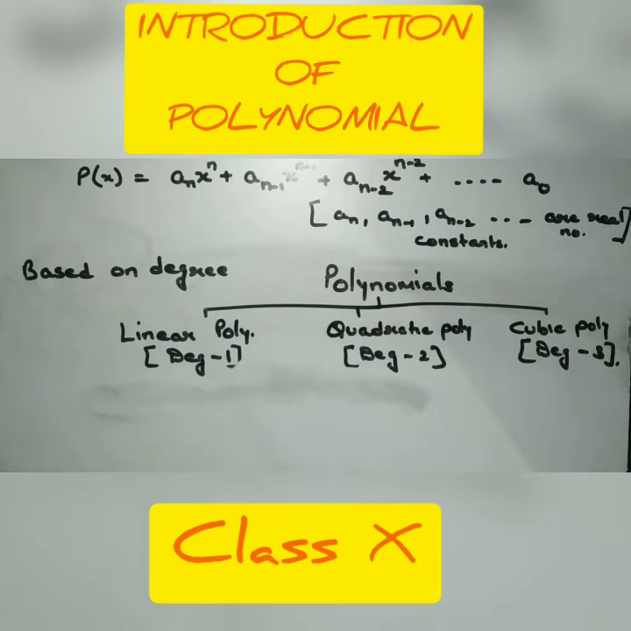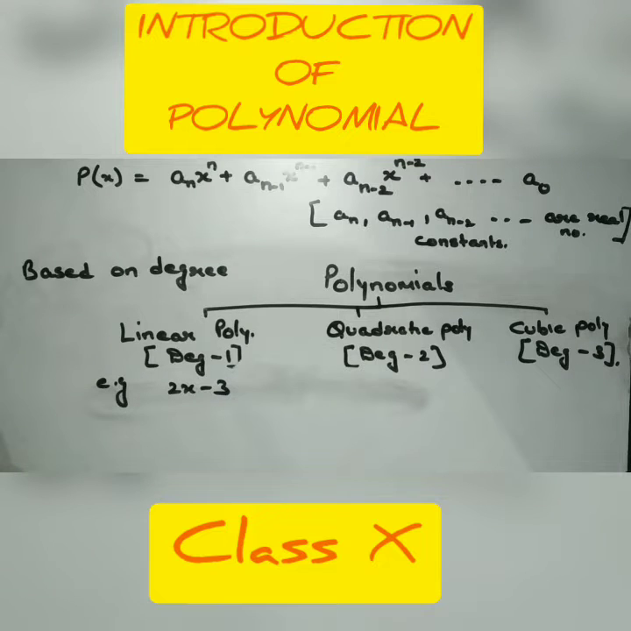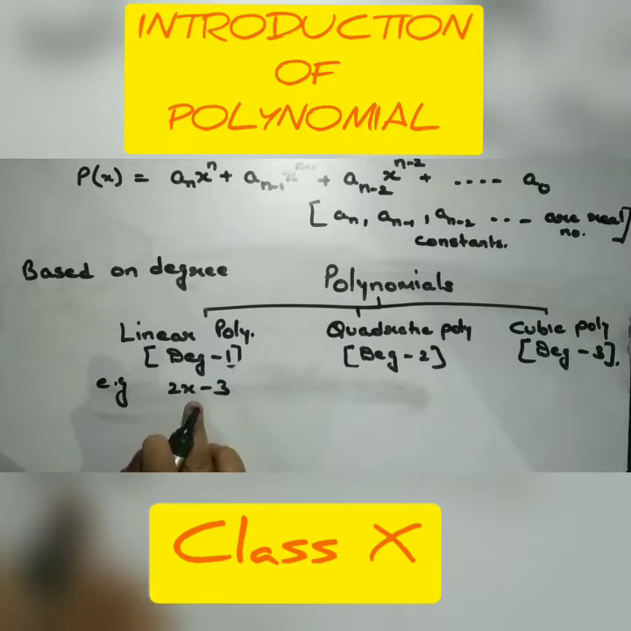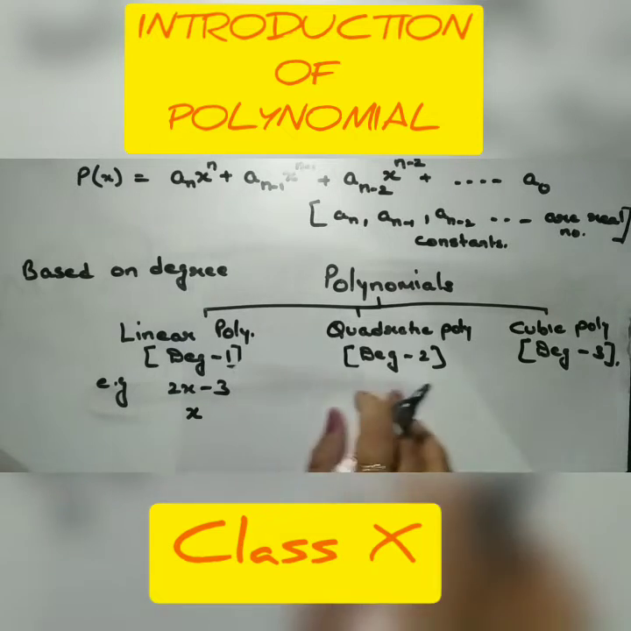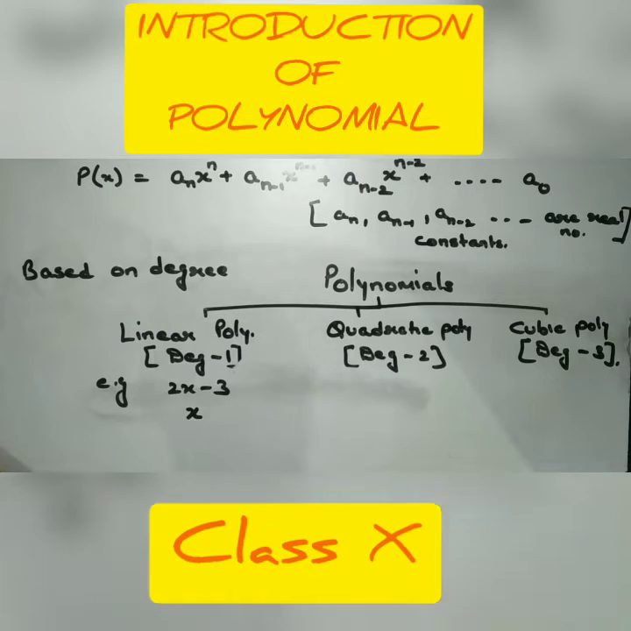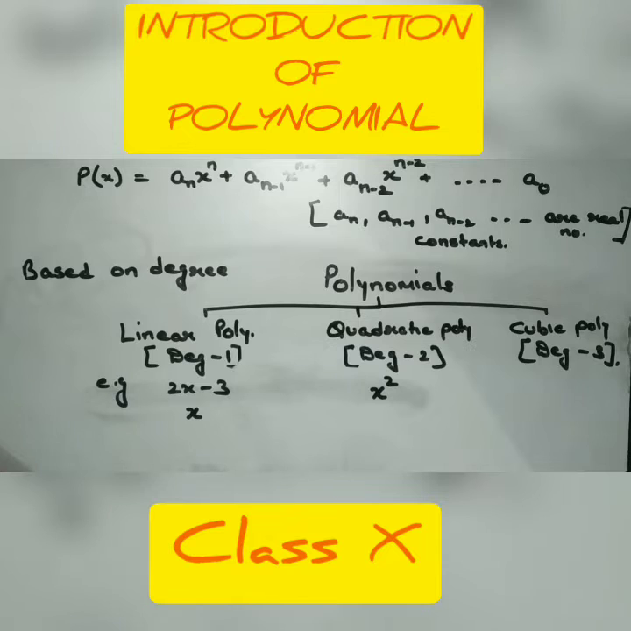If I talk about linear polynomial, it is a polynomial of degree 1. For example, 2x minus 3. Based on term, it is a binomial, and based on degree, it is a linear polynomial. I can write simply x also. This is also a linear polynomial because it is of degree 1. When we talk about quadratic polynomial, this is of degree 2. Simply x square. Yes, sufficient. It is a monomial, but since the degree is 2, it is called the quadratic polynomial.